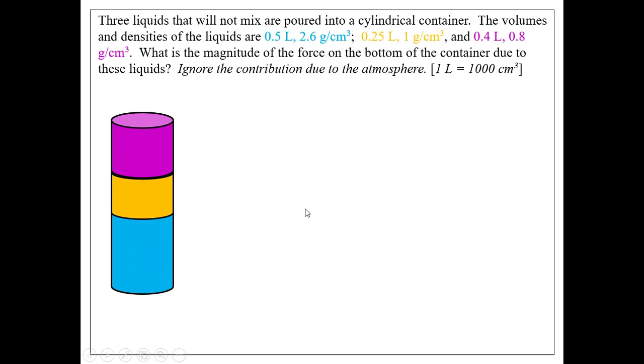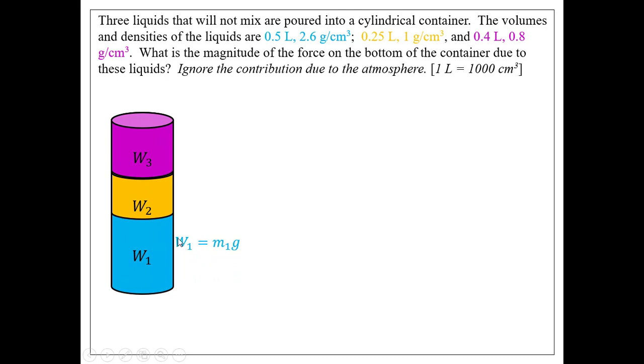Alright, in order to find the force, we have to figure out the weight of all three liquids. So let's crack it out. Here's W, for weight, the same as the force of gravity due to the liquid weight itself. Here's W2, here's W3. W once again stands for weight.